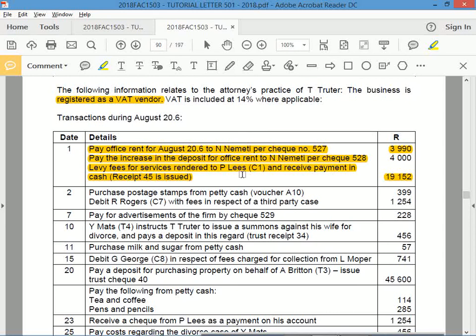Levies fees for services rendered and receive payment in cash. Receipt. Okay, so they've captured the first part. They've captured this as an amount that's outstanding, and captured the receipt as an amount that's received. Okay, you could do it twice. It wouldn't make a difference to your records, because you're raising a debtor and then you're paying them off immediately.